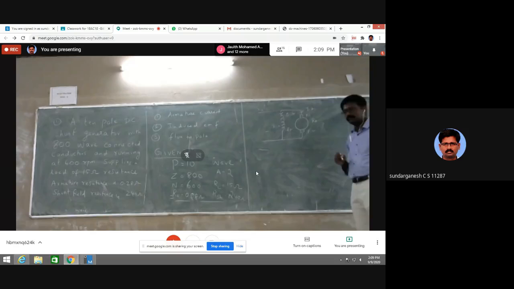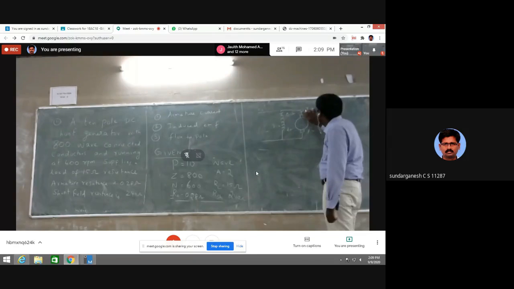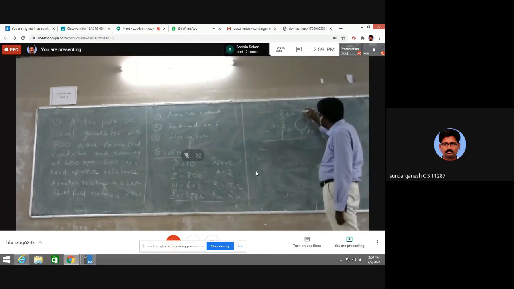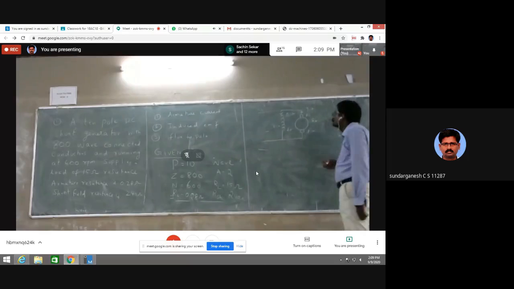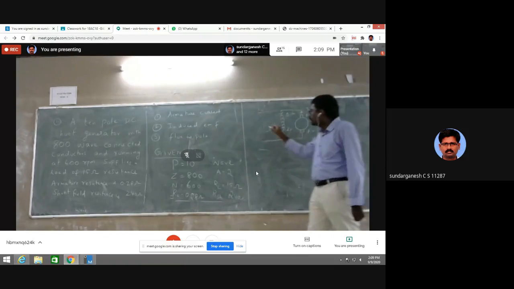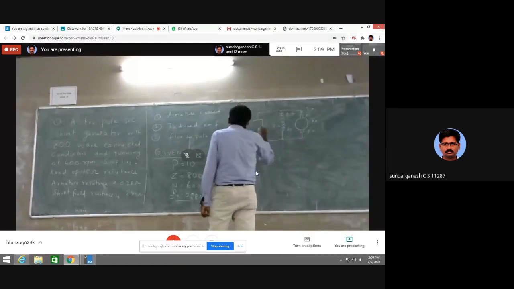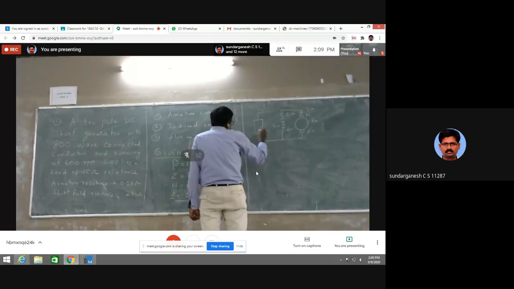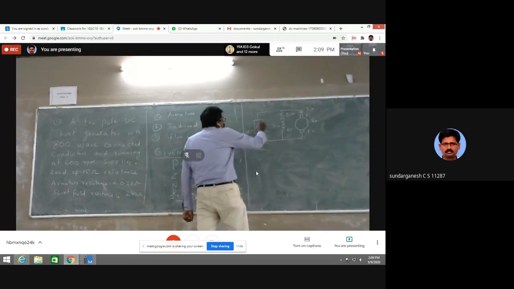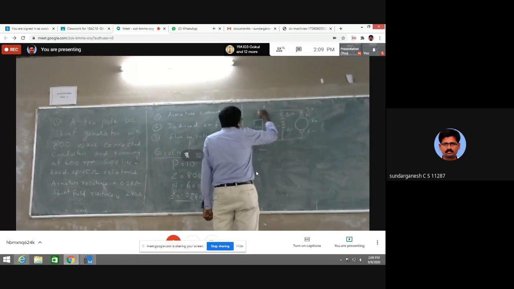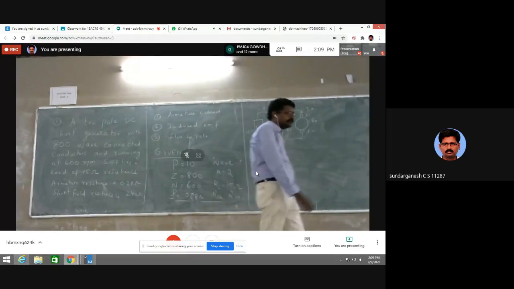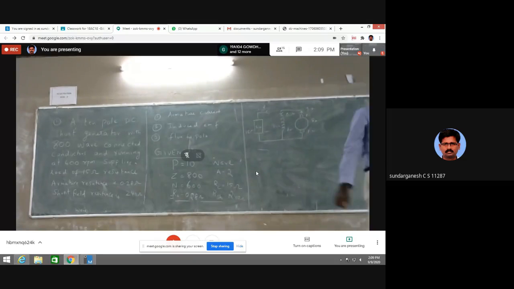This is a generator, so the current will flow out from the generator. It is supplying a load RL. They are given RL equal to 15 ohm. The current going through the load is IL. So this is the diagram of the particular problem.